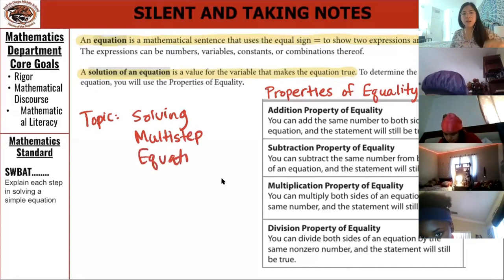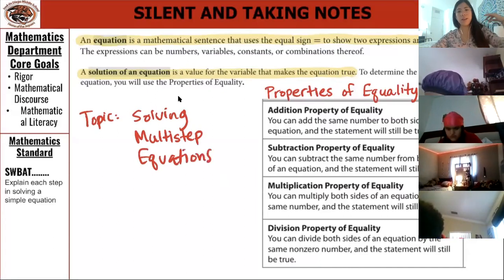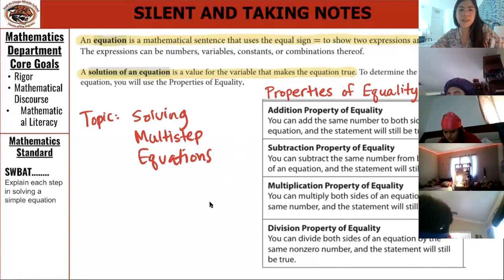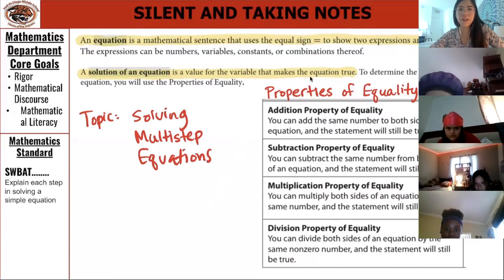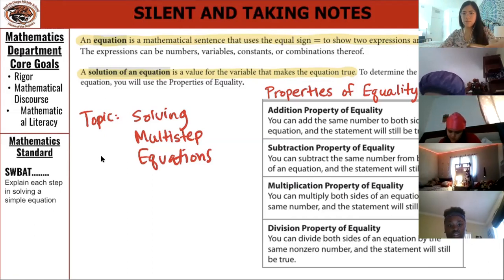Okay. And so like I was saying, all of these properties of equality, you don't need to write them down, but they all kind of say the same thing. So can I have 4 volunteers read each of the 4 properties of equality? Addition property of equality. You can add the same number to both sides of an equation and the statement will still be true.